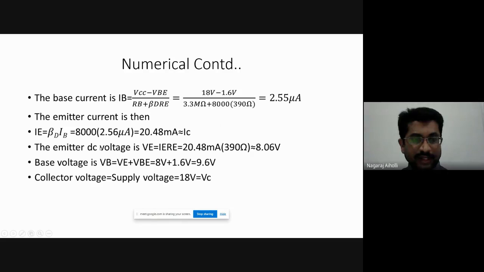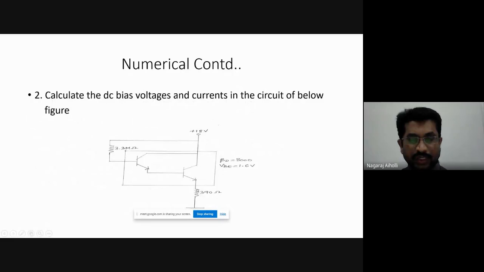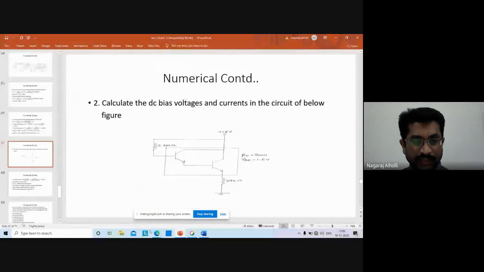Then next, emitter DC voltage, VE. The formula is VE is equal to IE into RE, that is, emitter current into emitter resistance. Calculate how much you are getting. IE you have calculated just now, it is 20.48 milliampere, into emitter resistance, 390. Calculate and see how much you are getting.